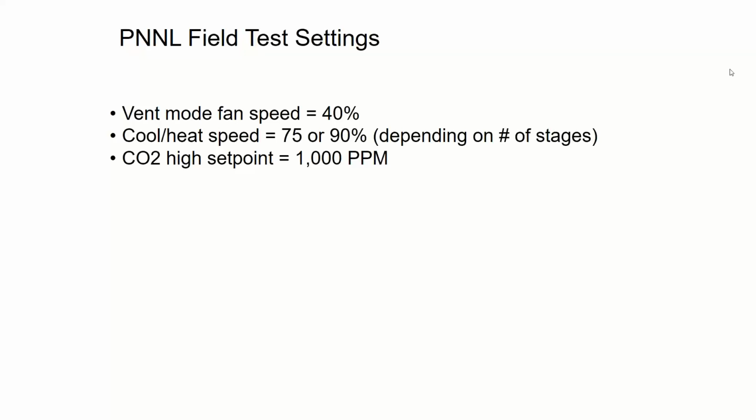But they put these little VFDs on the fans that are existing on existing units. And then when they were in ventilation mode, which means I don't want heat at this moment and I don't want cooling at this moment, I just need my fan to run to bring fresh air in from outside, we ran the fan at 40% of the normal airflow. And then when they were in first stage of heating or cooling, they went to 75% of the airflow. And then when they were in second stage, they went to 90% of the airflow.